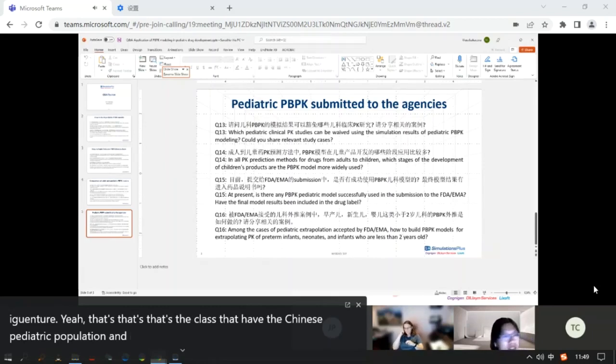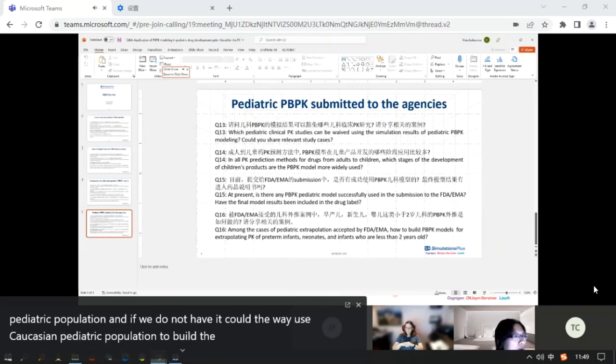Does GastroPlus have the Chinese pediatric population? And if we do not have it, could we use the Caucasian pediatric population to build the model for the Chinese pediatric population?